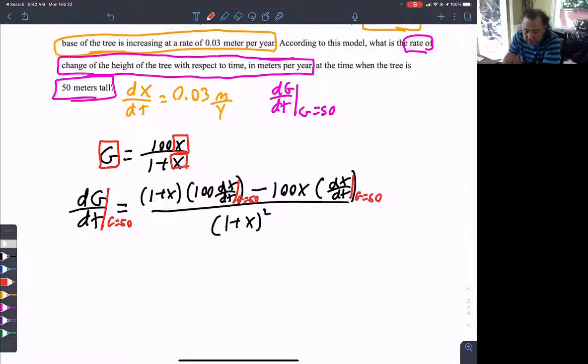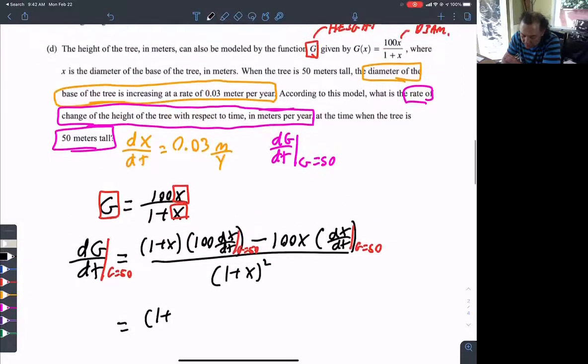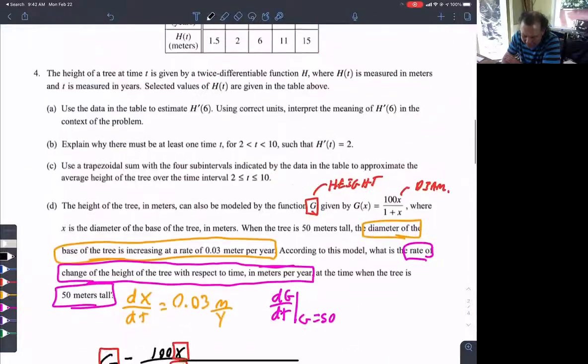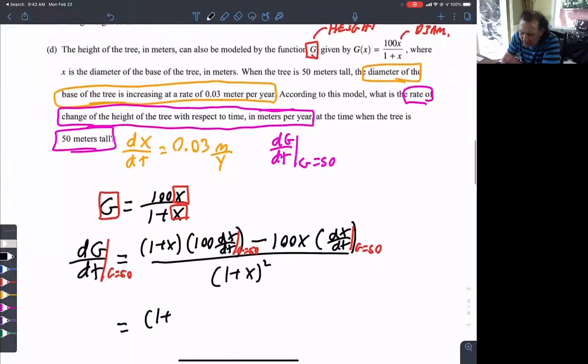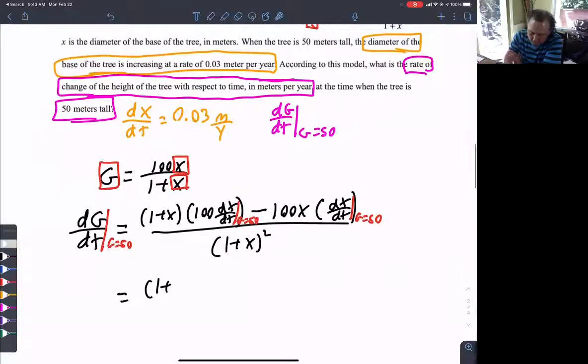We're trying to find dg dt. We have dx dt and we have x. So let's plug everything in. X. Oh, do we have x? That's a good question. I think from the chart, when G is 50, do we know X? No, I gotta find that. Oh, we have the equation. Duh. Okay, so we have to do more work here. So we need to know X, but we're given G is 50 because we're told when the tree is 50 meters tall, and that's G.